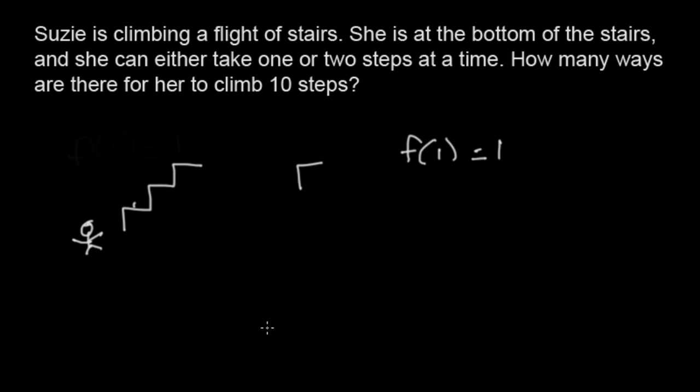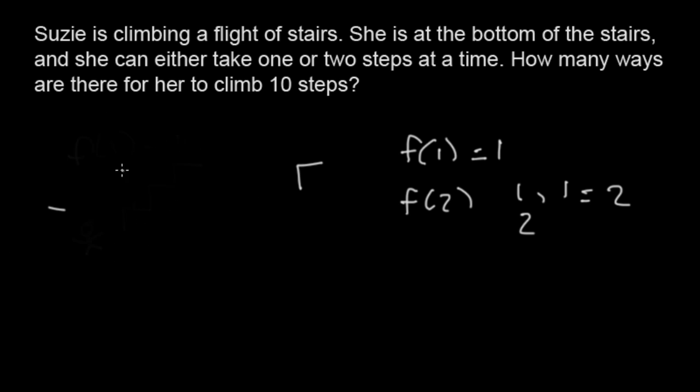Consider when she has to walk up 2 stairs. You can either go 1, 1, or you can take 2 steps at a time. So F2 will equal 2. Now for 3 steps, F3, you can go 1, 1, 1, or 2, 1, or 1, 2. You can't go 3, so you get 3 ways in total. So let's write that.